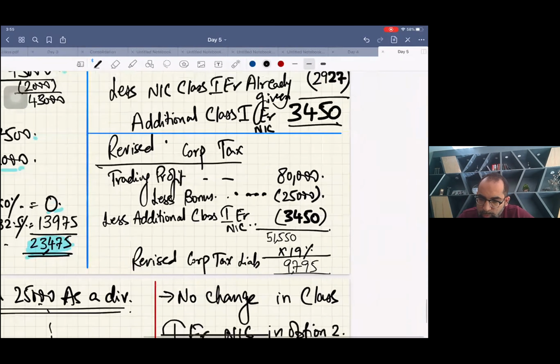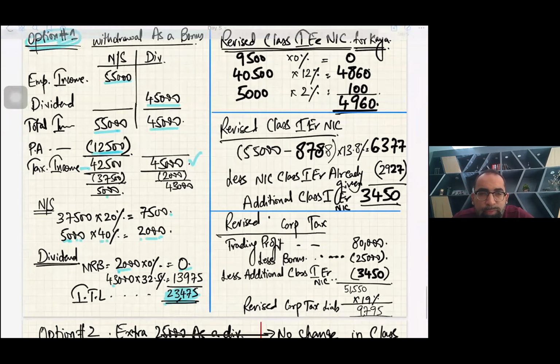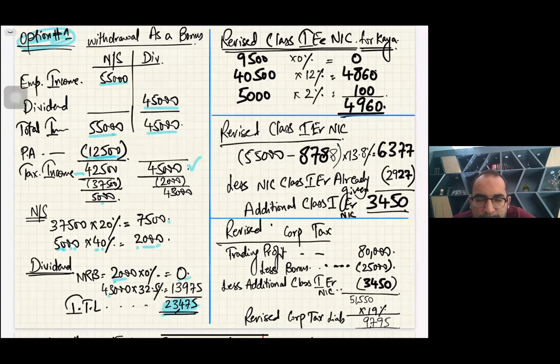Okay, so option number one is done. In option number one, we have calculated the revised income tax liability for Kaya, the revised class 1 employee NIC, the revised class 1 employer NIC, as well as the revised corporation tax. For option number one, everything is done. Please check.